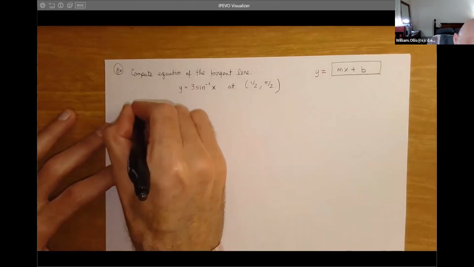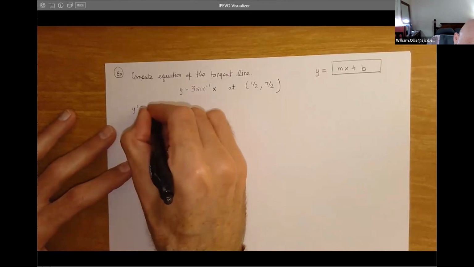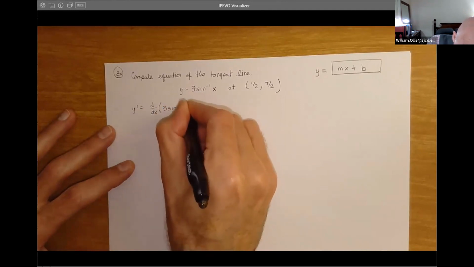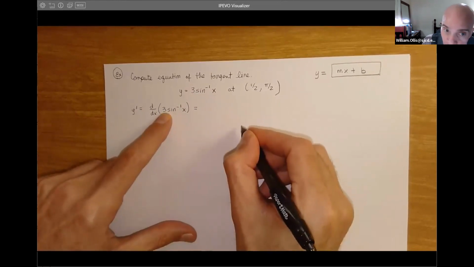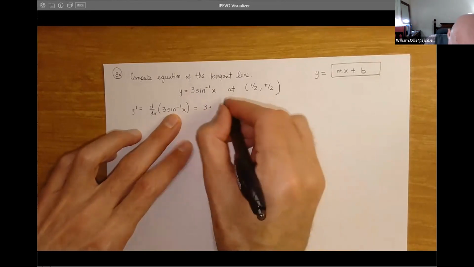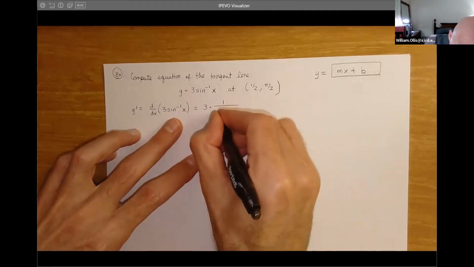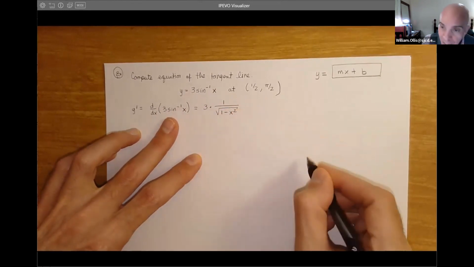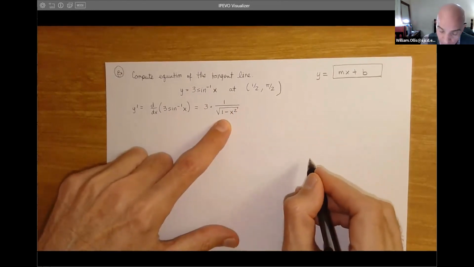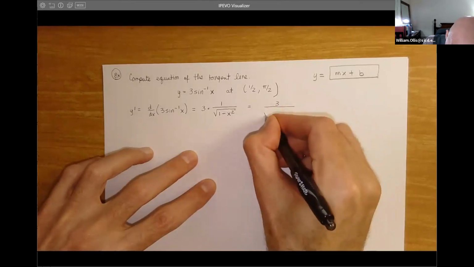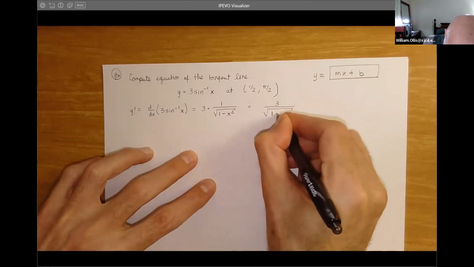So y prime will just be the derivative with respect to x of 3 times the inverse sine of x. Again, the derivative is linear, so the 3 factors. And then, of course, the derivative of the inverse sine, as we derived, is 1 divided by the square root of 1 minus x squared, and of course the derivative of x being 1. So this is just like the inverse tangent of x. So this gives us 3 divided by the square root of 1 minus x squared.